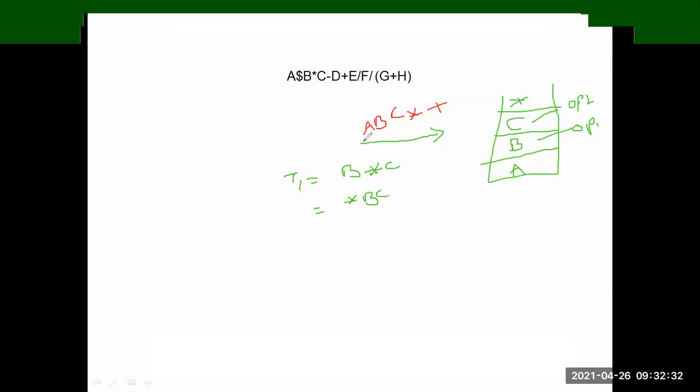So this is the given postfix expression, which we will convert to either the prefix expression or the infix expression. Now again the result is stored into the stack. By replacing this, we pop these three elements, perform the operation, and again store the result into the stack.